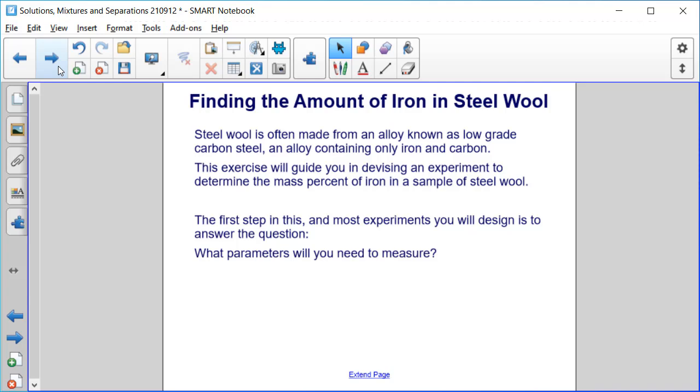steel wool. The first step in this, and most experiments you will design, is to answer the question, what parameters will you need to measure? So think about that, and then we'll move through the next slides to discuss it.